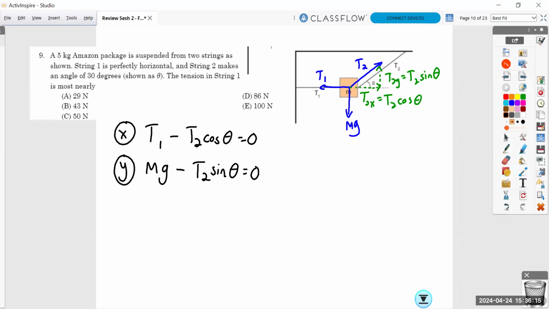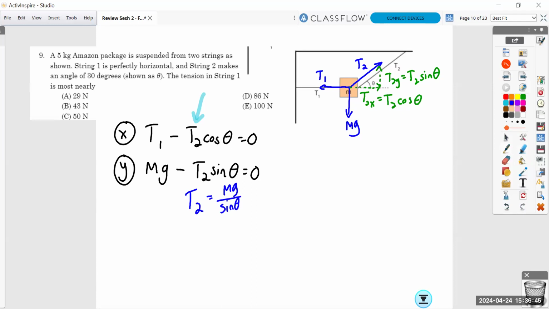Let's be a little bit more daring here. I want to solve for T1 algebraically. But in order to solve for T1 algebraically, I need to know what T2 is. So let's go ahead and solve for T2. If I solve for T2 here, it's going to be mg divided by sine theta, right?